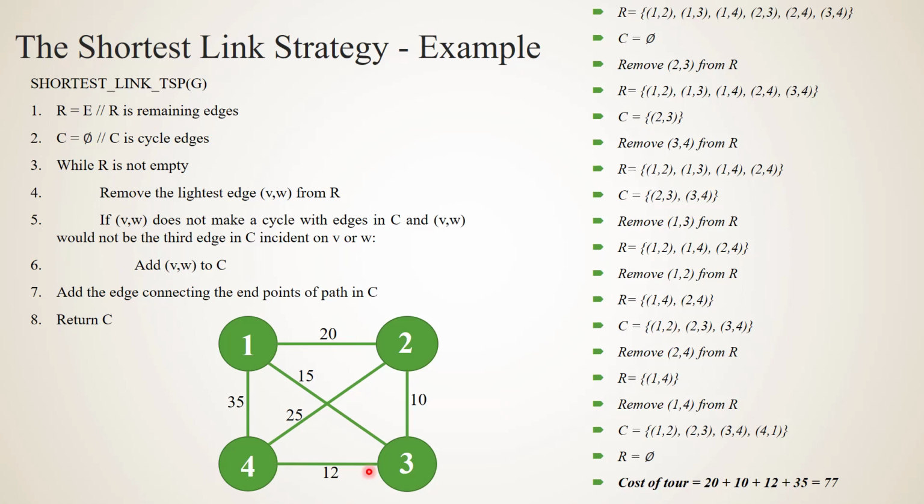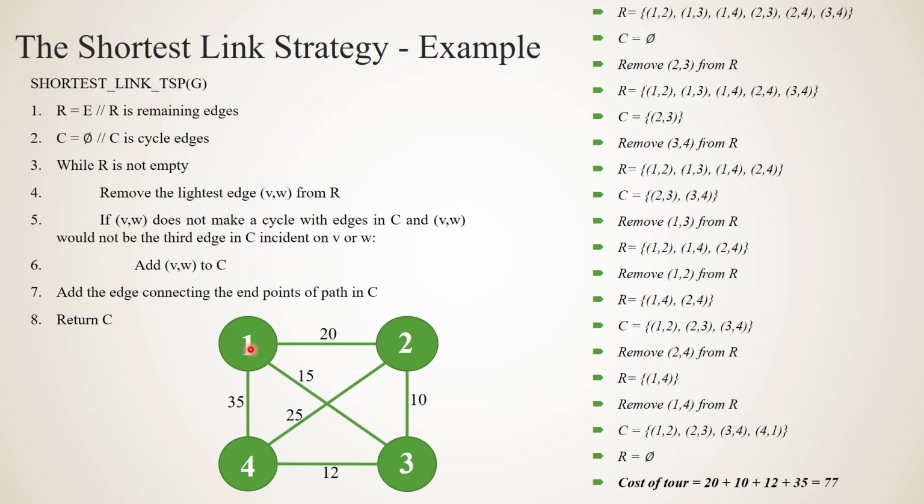The next lightest edge is (2,4). Remove (2,4) from R. We can't add (2,4) because (2,3) and (3,4) are already in the cycle. If we try to add (2,4), it makes a cycle. Here, we have to check whether (V, W) does not make a cycle. Actually, (2,4) is making a cycle, so the first condition itself is false. So we can't include (V, W) in C. The only remaining edge is (1,4). Remove (1,4) from R.